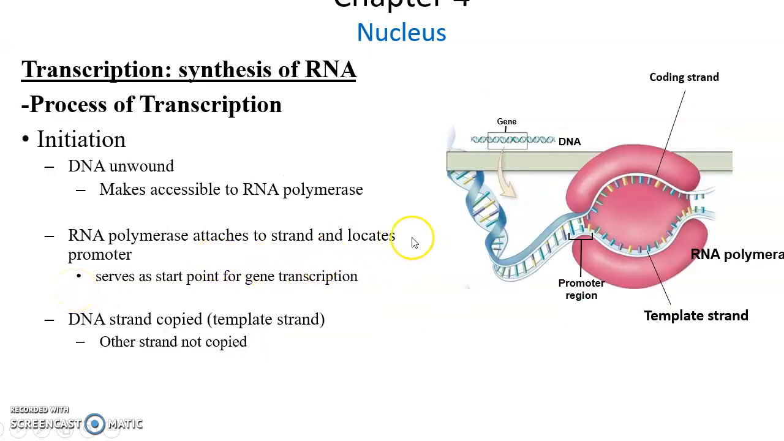So to start off the transcription process, the DNA is unwound at the promoter region by the RNA polymerase. RNA polymerase will attach, and then it will find the promoter and get started in production of the messenger RNA. And it uses one strand only to make the messenger RNA.